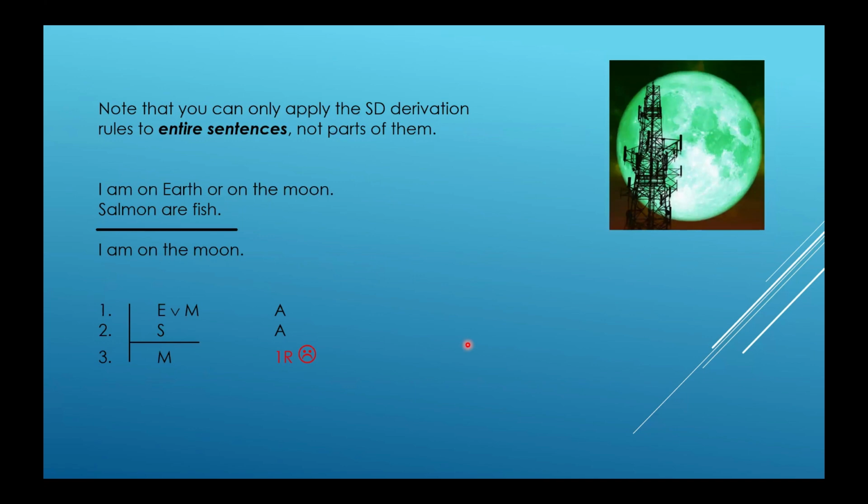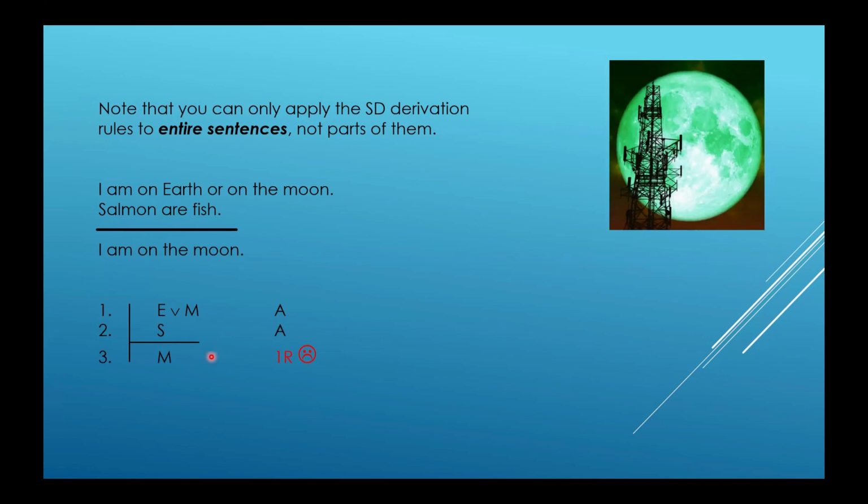Now it's really important to note that derivation rules in SD only apply to entire sentences. They never apply to parts of them. Look at this argument here: I am on Earth or on the moon. Salmon are fish. Therefore, I'm on the moon. Here's how you symbolize it in SD.